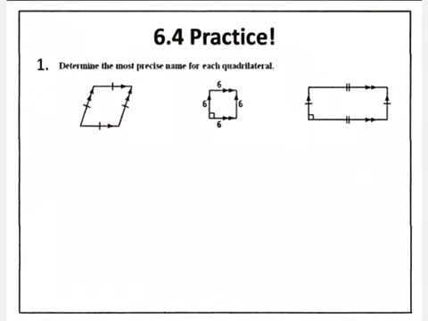Here they want us to determine the most precise name for each quadrilateral. So in this case, we've got parallel opposite sides. We've also got 4 congruent sides, so the best we can do here is a rhombus.